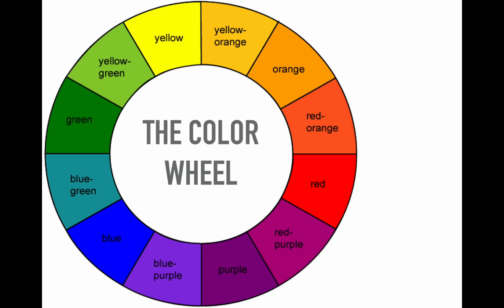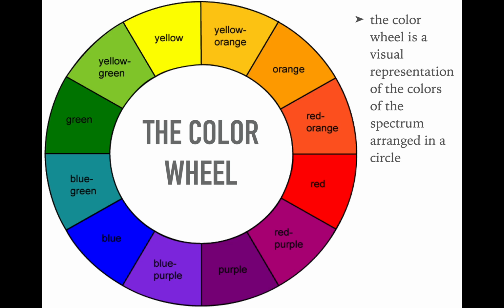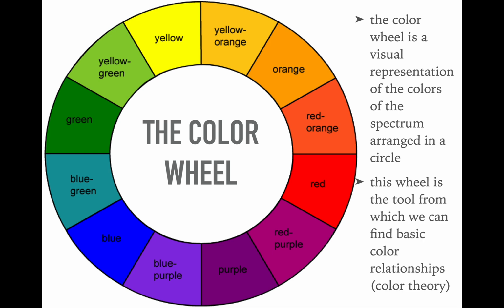So here's the color wheel. The color wheel is the way white light is broken up. This is the spectrum of visual light. The color wheel is actually a graphic, a picture where that spectrum is put into a circle so that artists can use it to make color relationships. That's also known as color theory. The word for a color pulled directly from a wheel is hue. So that's your first vocab word.